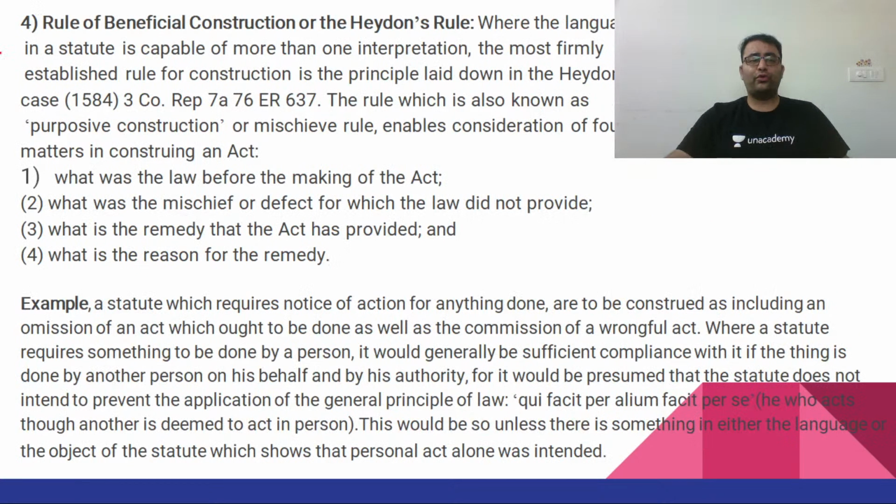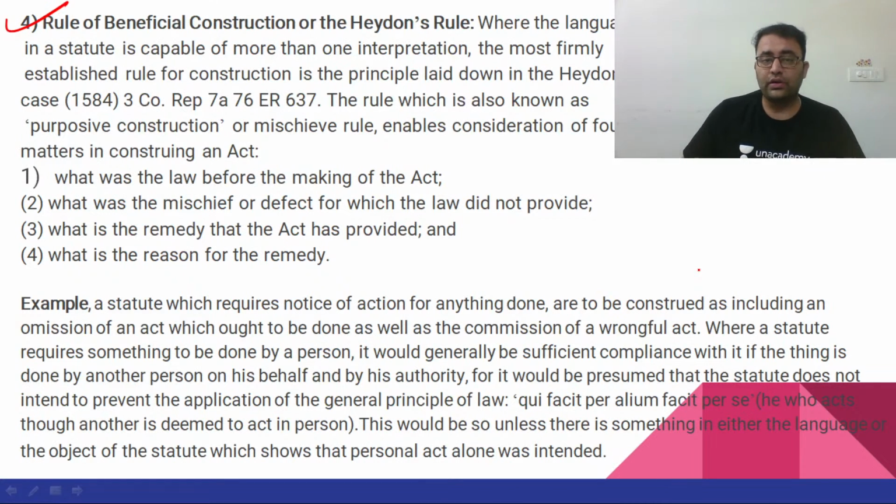Okay, now let's look at the fourth rule, the rule of beneficial construction, or the Hayden's rule. So what have we seen so far? We've seen literal construction, reasonable construction, harmonious construction, and now let's look at this important one, beneficial construction, or the Hayden's rule. Where the language used in a statute is capable of more than one interpretation, the most firmly established rule of construction is the principle laid down in Hayden's case, 1584. The rule, which is known as the purposive construction or mischief rule, enables the consideration of four matters in construing an Act.